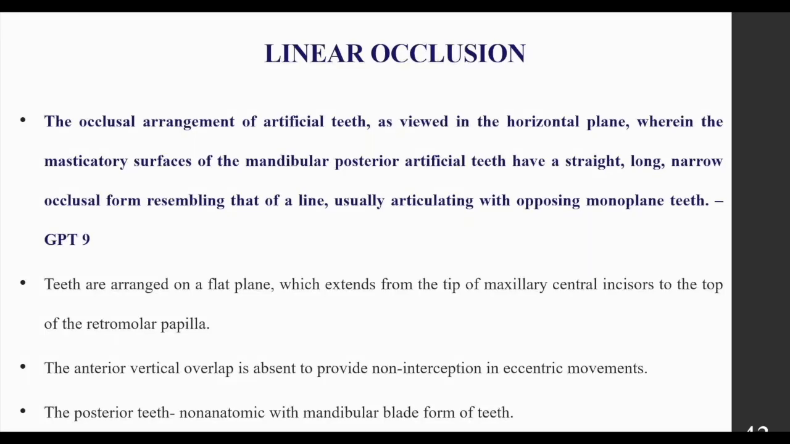Coming to linear occlusion, the occlusal arrangement of artificial teeth is viewed in the horizontal plane, wherein the masticatory surfaces of the mandibular posterior artificial teeth have a straight, long, narrow occlusal form resembling that of a line, usually articulating with the opposite monoplane teeth. Here, the teeth are arranged on a flat plane which extends from the tip of the maxillary central incisor to the top of the retromolar pad.